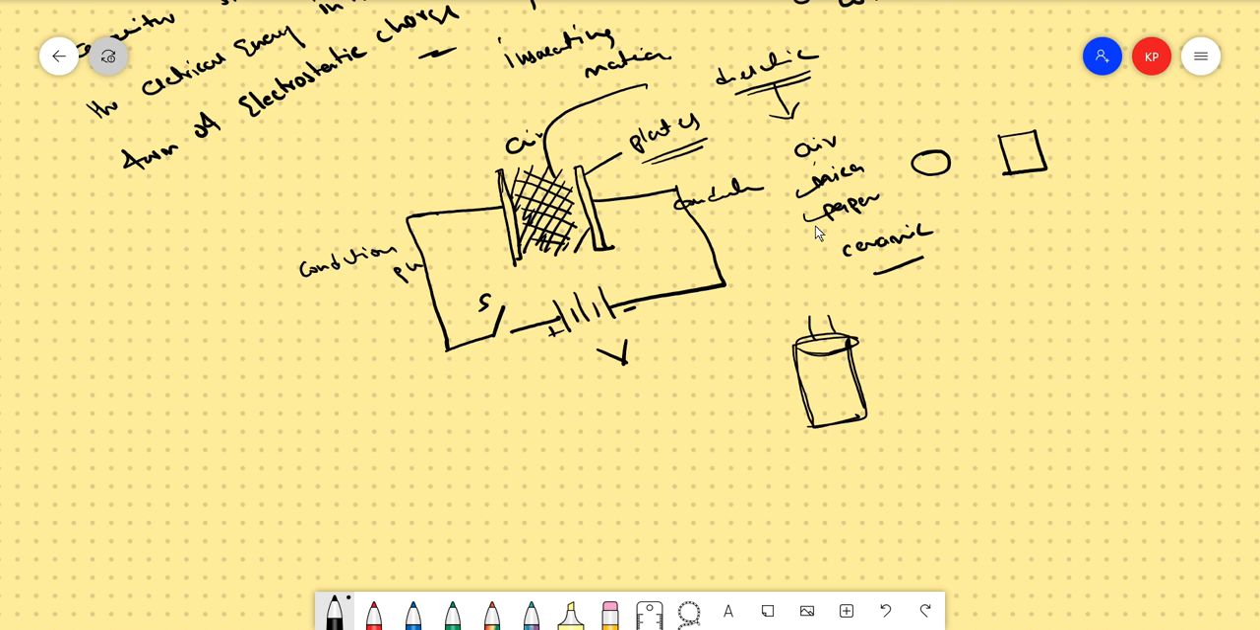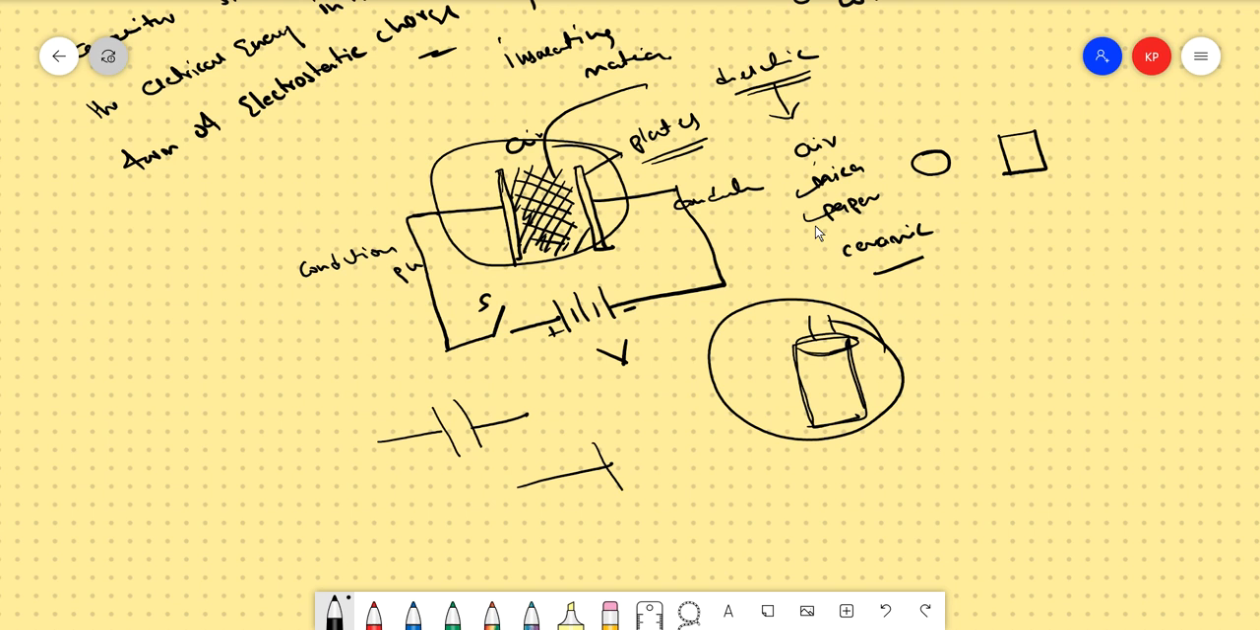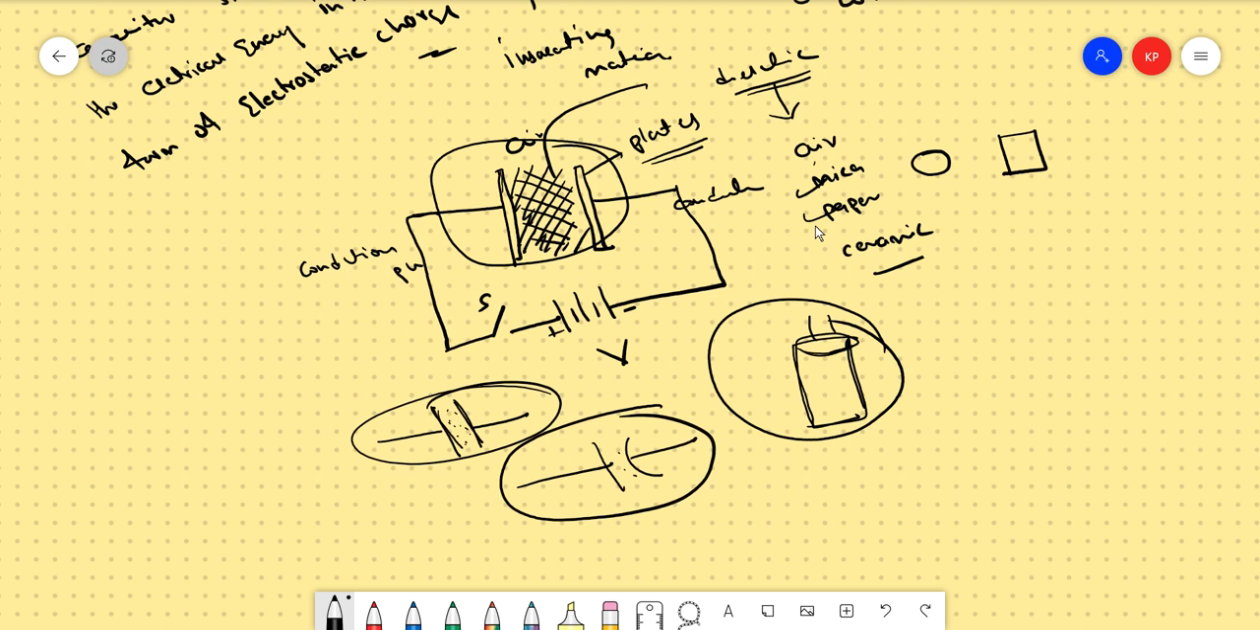Here, the picture we have drawn is the parallel plate capacitor, and this picture is the cylindrical or spherical shaped capacitor. Whatever the shape, the capacitor symbol is shown like this: two conducting plates separated by a medium. Here this is the medium. So these are the symbols of capacitors, right?